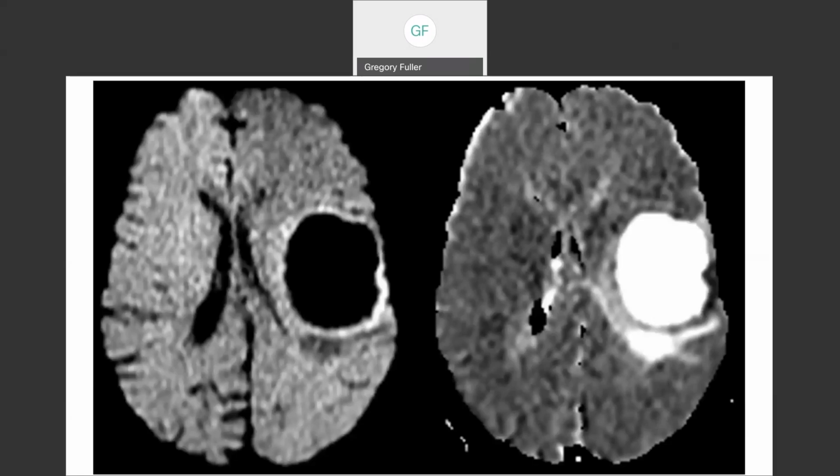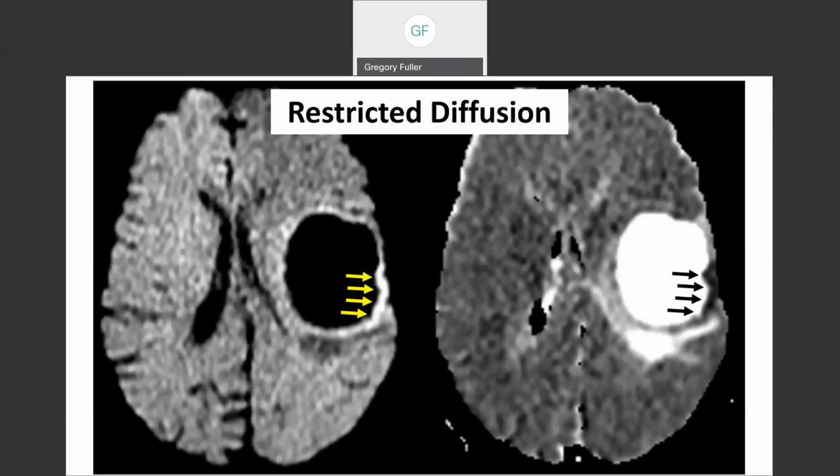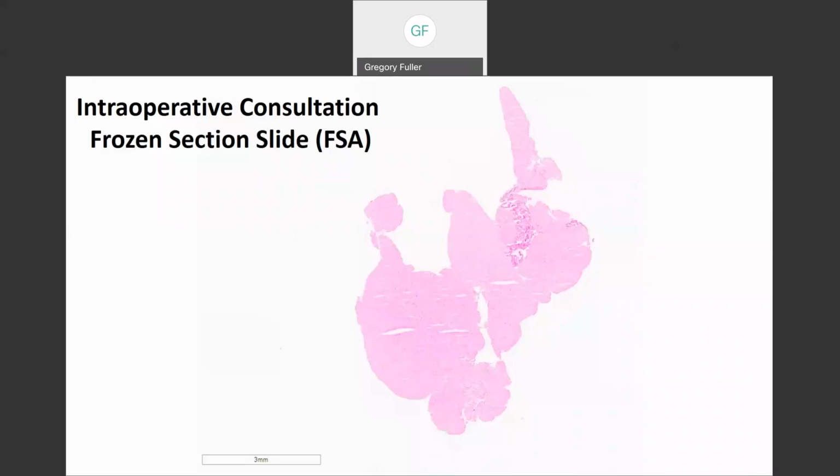And here's the point, just to jump ahead. Remember the categories of restricted diffusion will be things like pyogenic abscess, epidermoid cyst, densely cellular tumors like diffuse large B-cell lymphoma. All right, so this is probably going to be densely cellular.